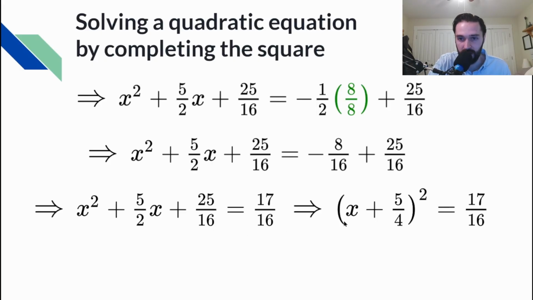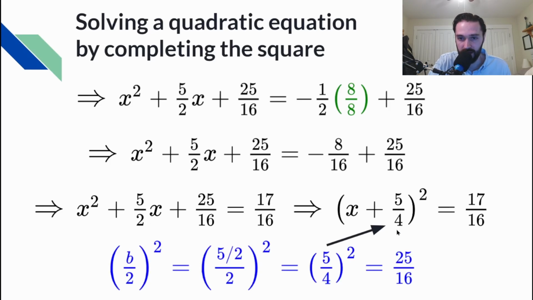Now, how do I know how to do this? Like, how do I know what this number should be right here? I'll let you in on a secret. Here's the secret of completing the square. The number that you put in this slot right here, it could be plus something or minus something, is always going to be b over 2. In our case, we had 5 halves over 2, which is 5 fourths. So we add 5 fourths in this slot here.